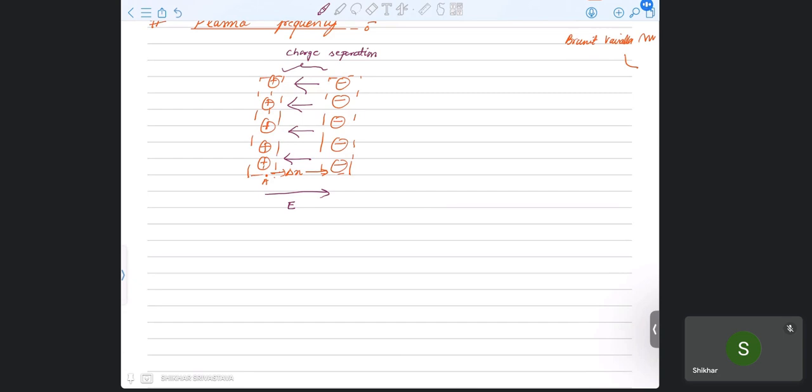So what happens is that when this electron tries to move again back to the original place A, due to the electric field which is set up, because they have certain mass, they will overshoot their original position. Now this overshooting means that another electric field will be set up in this direction, second electric field, maybe E2. Now this E2 will again create a force in the opposite direction, so the electron again moves back.